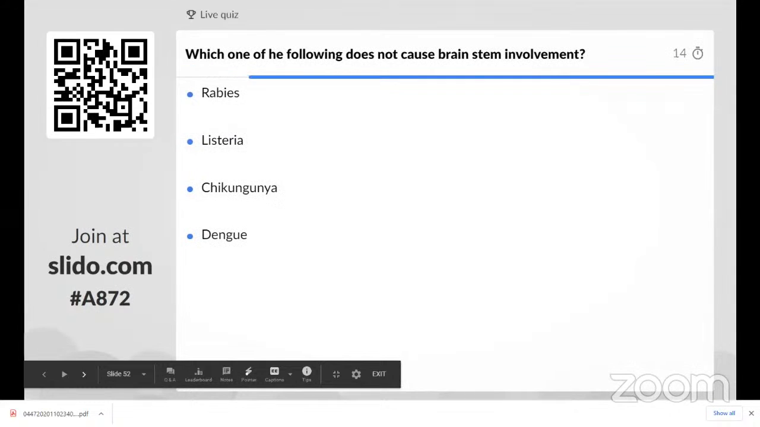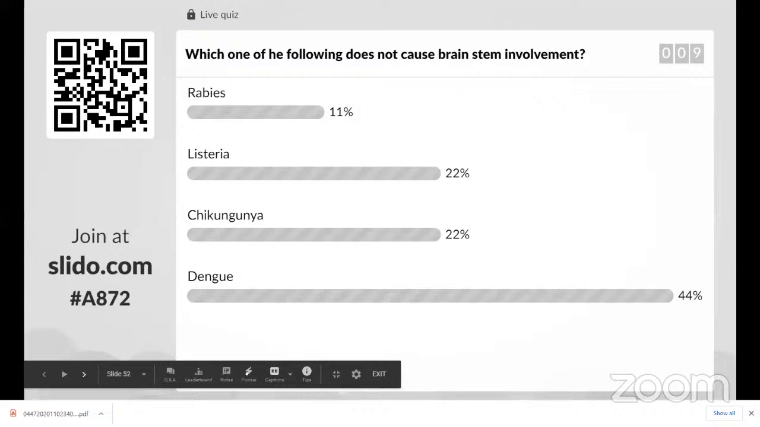Okay. Which one of the following does not cause brainstem involvement? Rabies, listeria, chikungunya, and dengue. Please vote. Sorry for the spelling mistake. Which will not cause brainstem involvement? 44% people vote for dengue, but the correct answer is actually chikungunya.